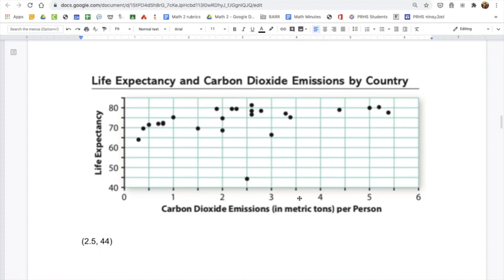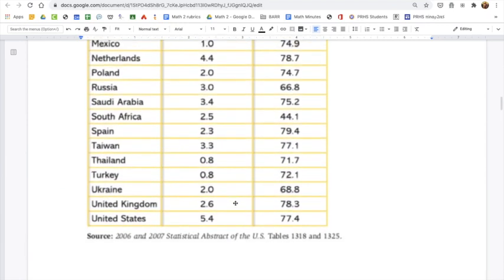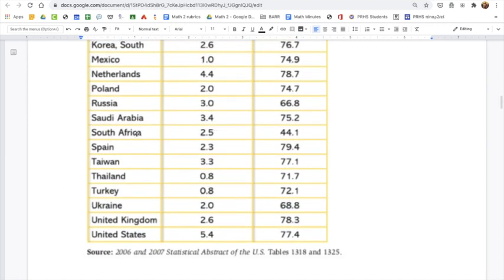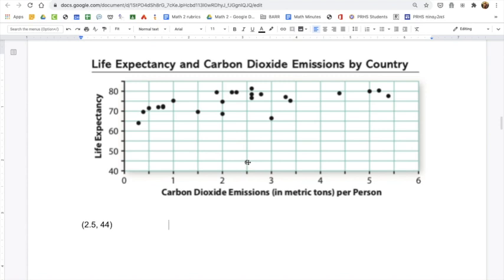And we can see some of the points don't fit the rest of the pattern of the data very well, like this point down here that has coordinates 2.5, 44. What's going on with that point? Well, let's go look at the table, and we can see by looking down here, South Africa has those coordinates. So we might think, what's going on in South Africa? And we might even think, should we even be including South Africa in the rest of these data points because it's an outlier?